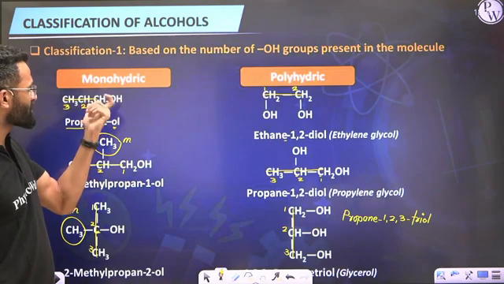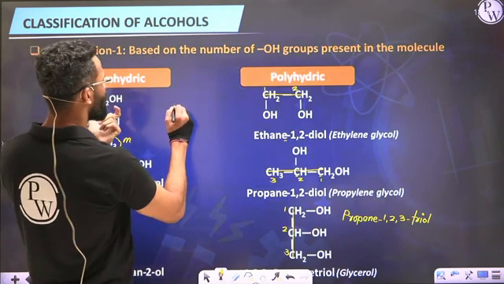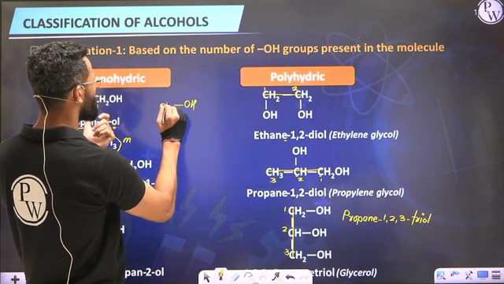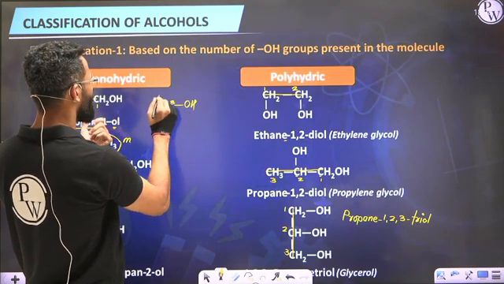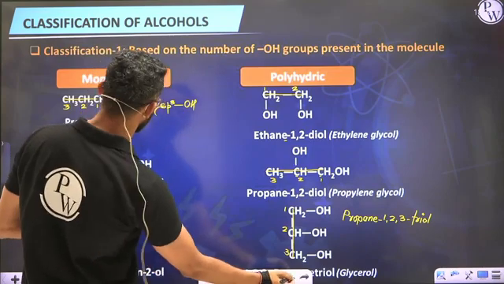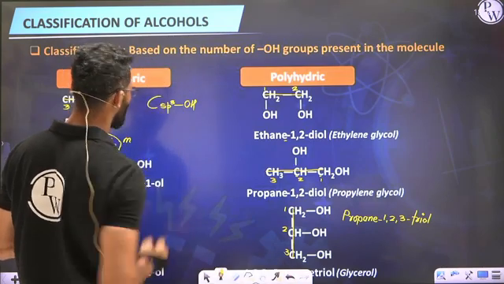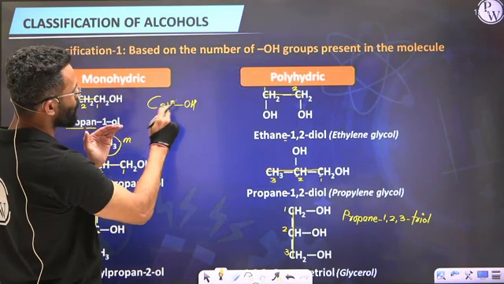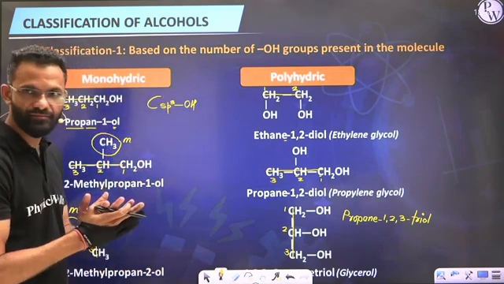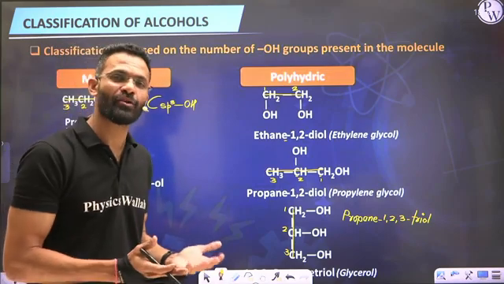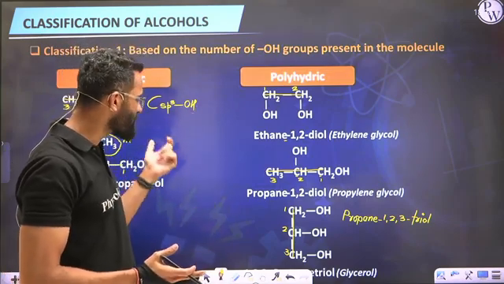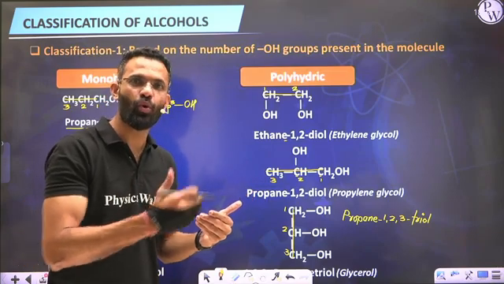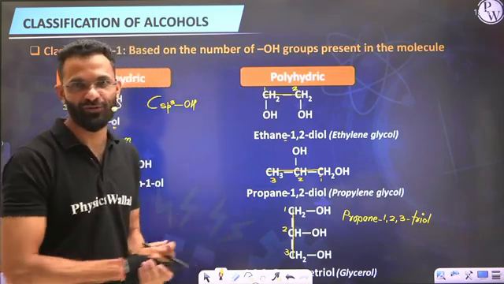So I will say this is the kind of alcohol where OH is connected to sp3 hybridized carbon atom. Such kind of compounds will belong to the category of Csp3-OH containing compounds. You might find some alcohols where OH will be connected to sp2 hybridized carbon. So that is going to be a Csp2-OH containing compound, and so on and so forth.